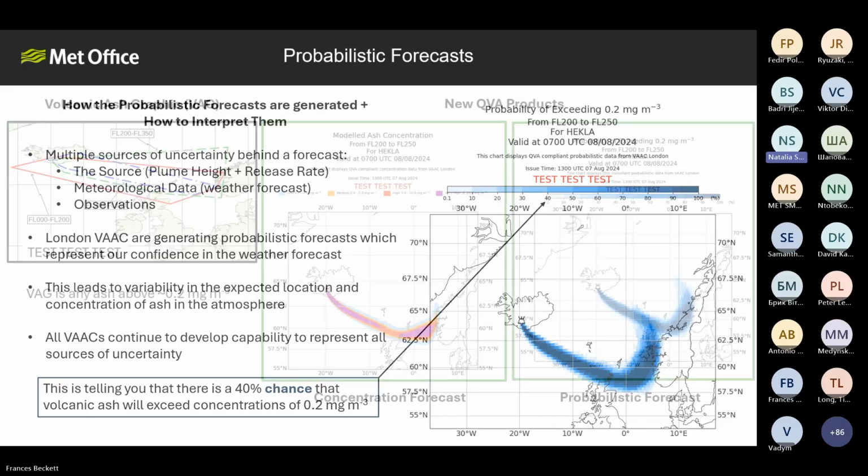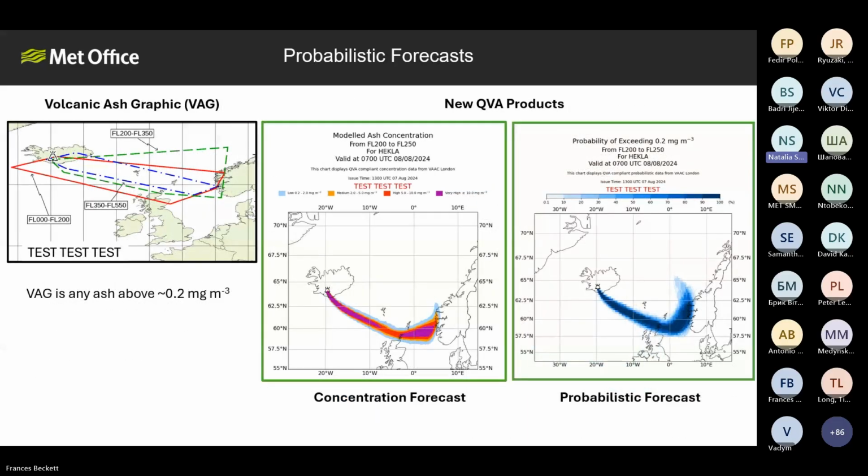But returning first to our case study. On the left-hand side, we have our volcanic ash graphic that was generated for this event. In the middle, we have our new concentration forecast for QVA for flight level 200 to 250. And on the right-hand side, we now have our accompanying probabilistic forecast for probabilities of exceeding 0.2 milligrams per meter cubed. If you look carefully, you can see in the probabilistic forecast that our prediction of the extent of the ash cloud is slightly more spread, and that's just representing our confidence in the weather forecast that day.